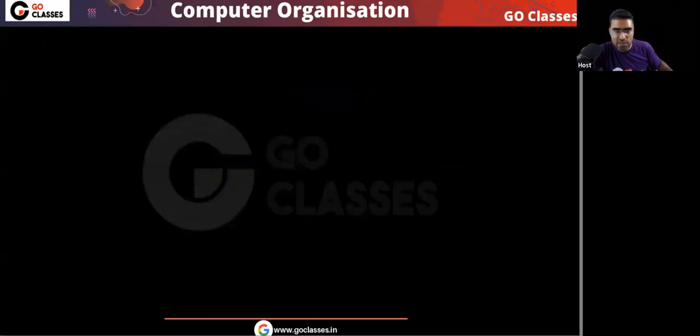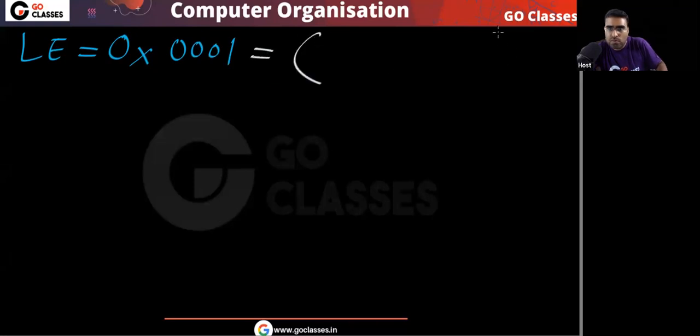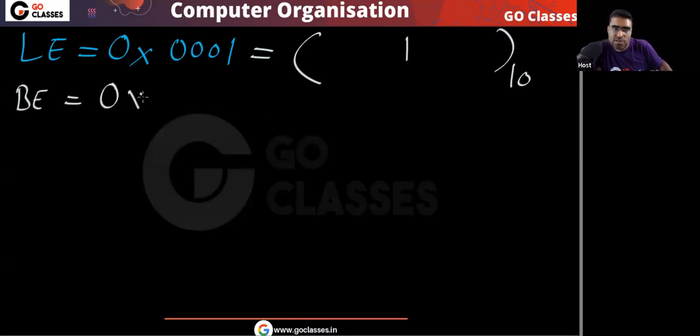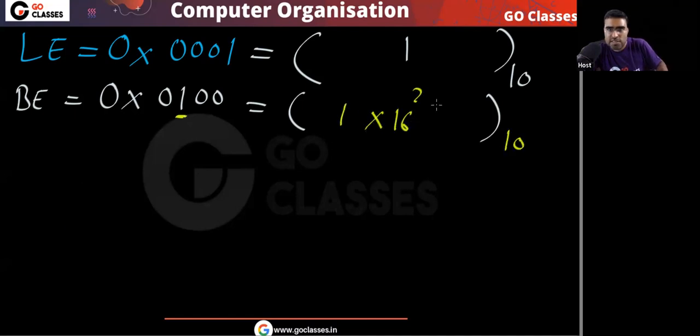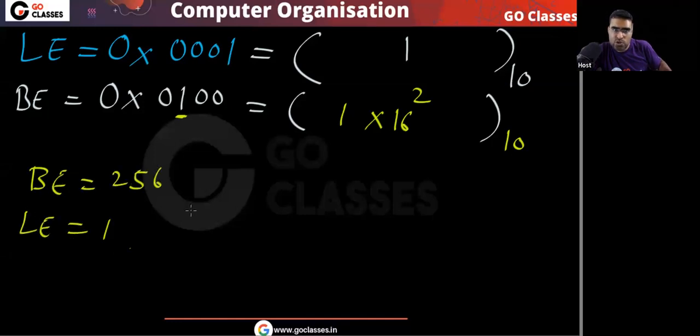This equation will not be satisfied, because what is LE? LE is actually 0x0001. If you convert it into decimal, you will get 1 only. And what is BE? BE is 0x0100. If you convert this into decimal, you get 1 multiplied by 16 power 2, so you get 256. So BE is actually 256, LE is actually 1.